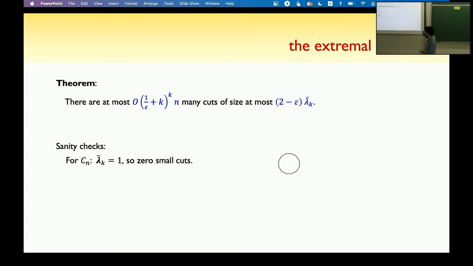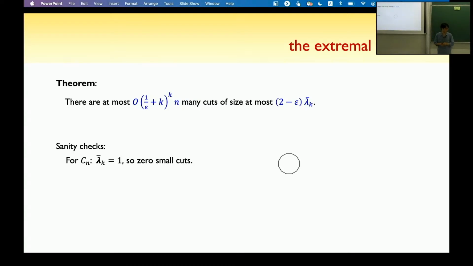For many cuts of size at most twice lambda, something like that. But lambda wasn't lambda opt divided by k? Yes, k. So if k is 2, then for any k, for a cycle, lambda k bar is 1. What's confusing to me is when k is big, you're trying to find a cut of small value. I see, so small cuts.